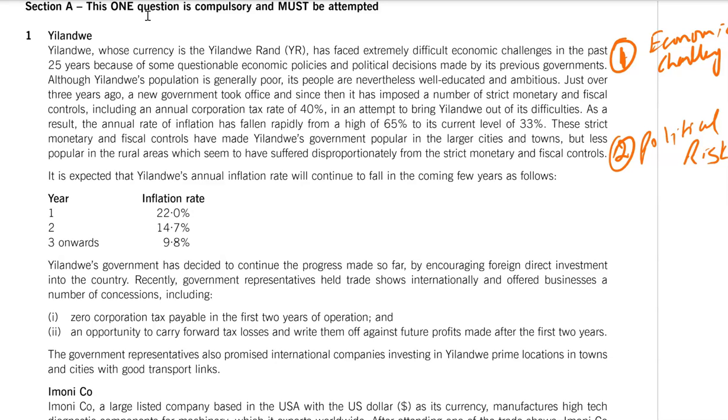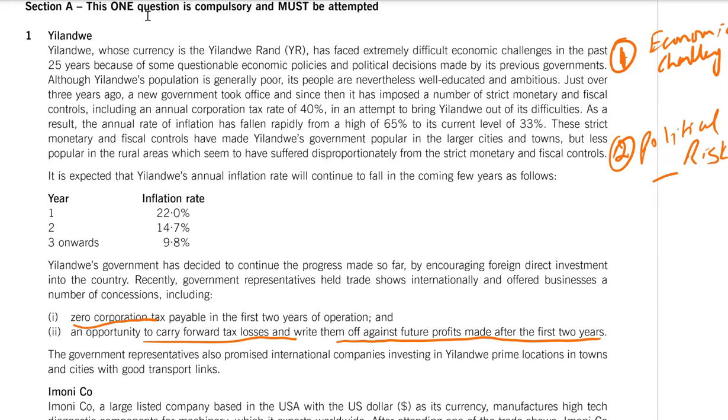So this government is offering concessions. What is political risk? Maybe the next government can withdraw those concessions from you. Zero copper tax in the first 2 years. Zero copper tax. An opportunity to carry forward tax losses and write them off against future profit made after the first 2 years. So, if there is any loss, you can carry forward those losses to the profits after the first 2 years.